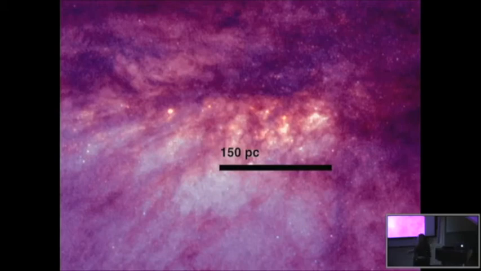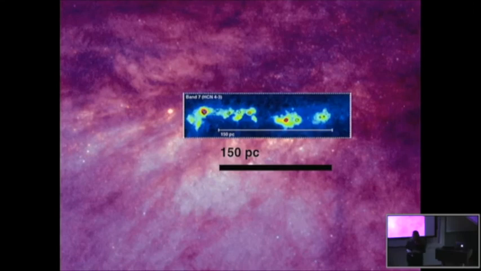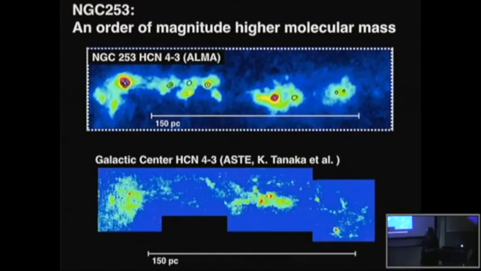Where is it located? These are ALMA images from working with Alberto Bellato and Adam Leroy. These are our new long baseline, band 7, so HCN 4 to 3. And here we're getting down to spatial scales of about 2 parsecs, about 2 parsec spatial resolution, looking at what the gas is doing here. We can compare this to a really nice map that was made by Kunihiko Tanaka. Exact same line, slightly higher resolution in the center of our galaxy.